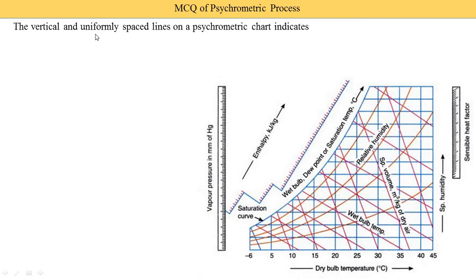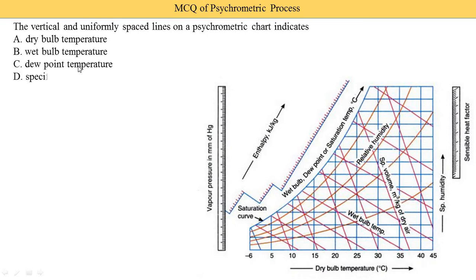The vertical and uniformly spaced lines on the psychrometric chart. In a psychrometric chart, there is only one vertical line, and it is for dry bulb temperature. So option A is the correct answer.